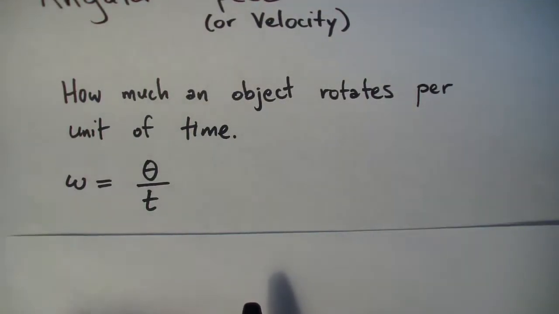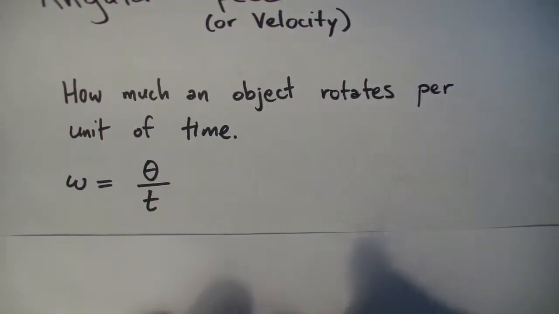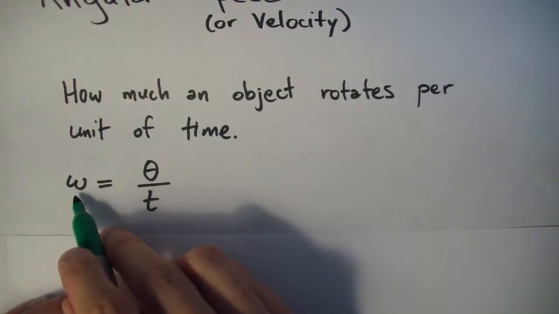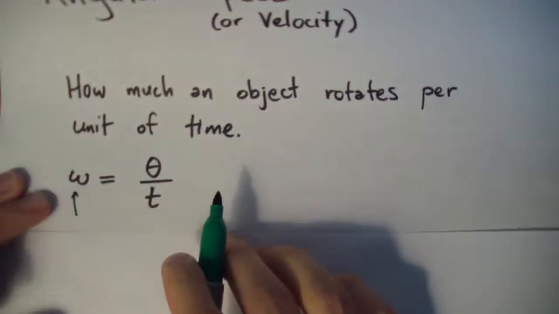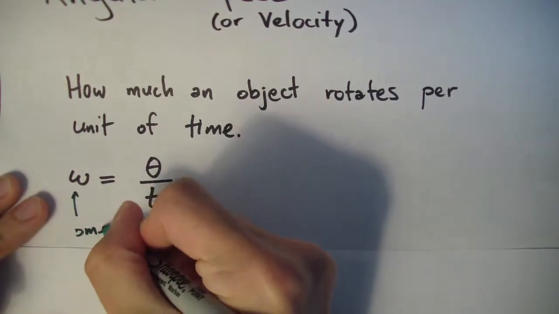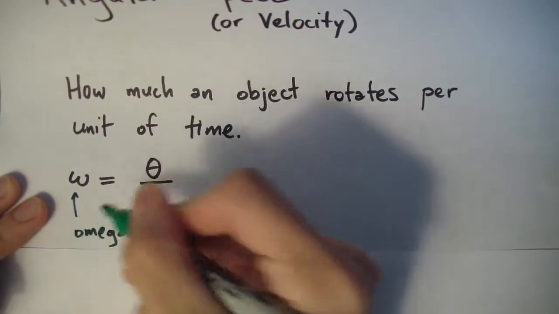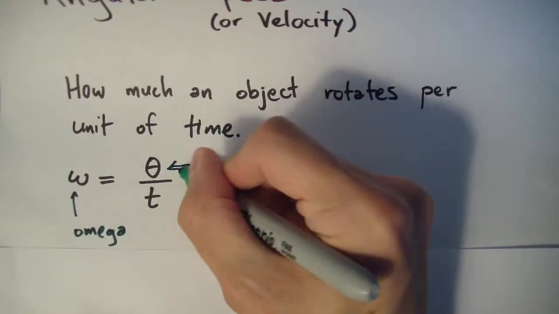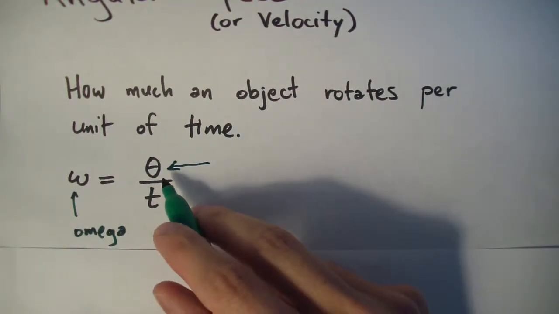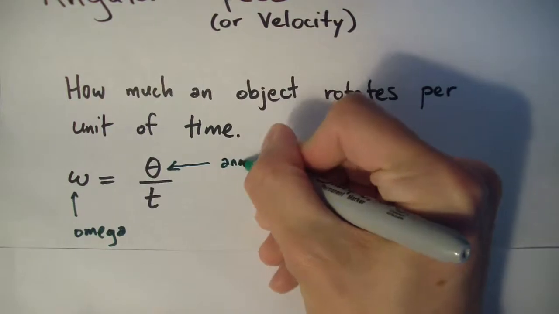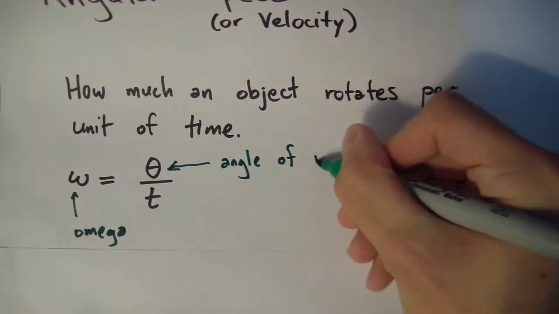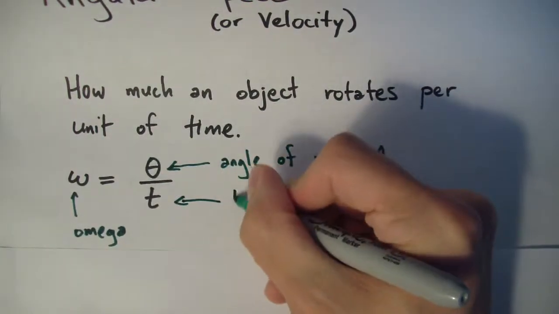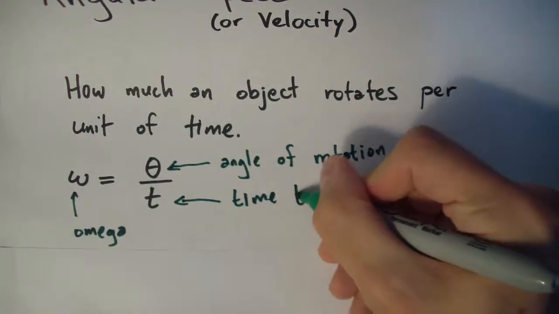So the formula for this, the symbols are a little confusing, but let's just break this down. Omega is often the symbol used to denote angular speed or angular velocity. Theta is the angle that an object rotates, so that's the angle of rotation. And t is just the amount of time to make that rotation.